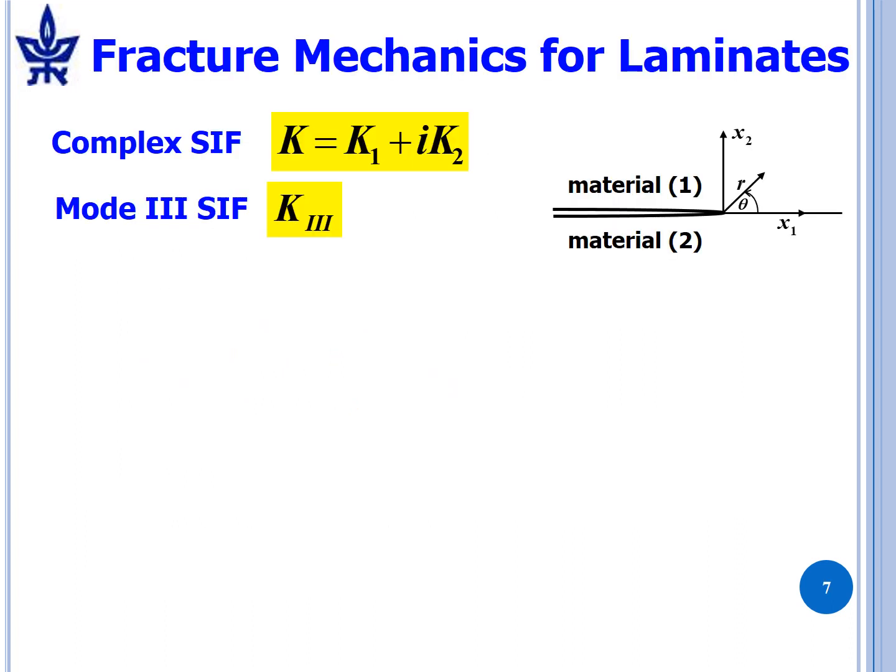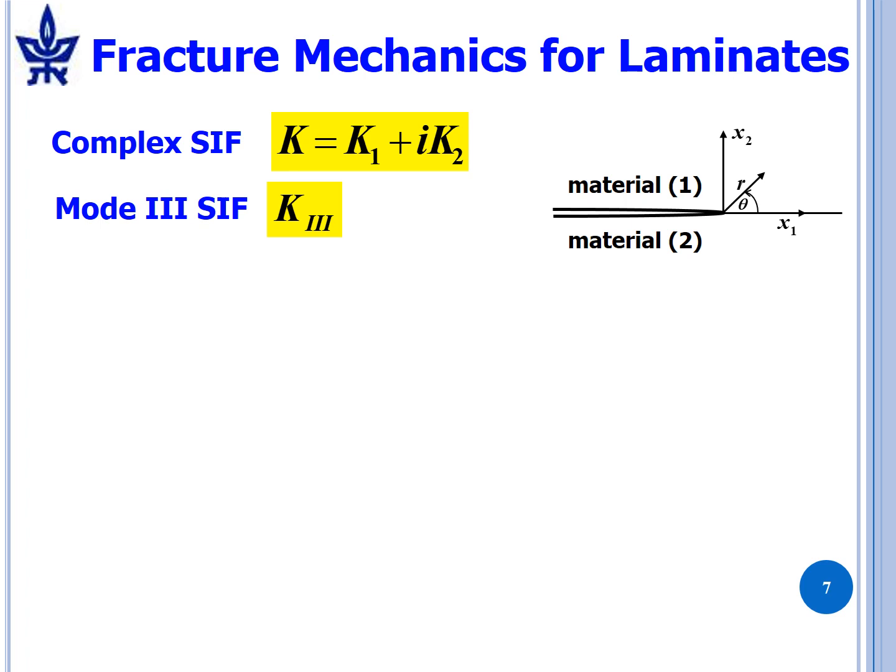So the first thing we'd like to do is talk about fracture mechanics for laminates. We can think of the upper material, material 1, as being a ply, or in this case, we're looking at an infinite half space, but it's the upper ply, which has fibers, let's say, in the 0 degree direction, in the x1 direction. And material 2 has fibers coming out of the slide in the x3 direction, perpendicular to the x1, x2 plane. And for that case, we have a complex stress intensity factor.